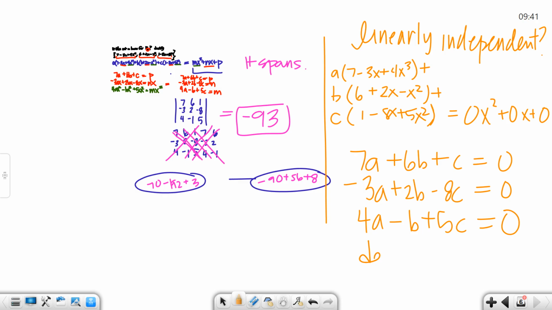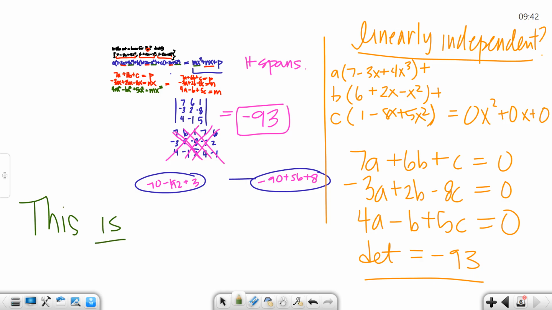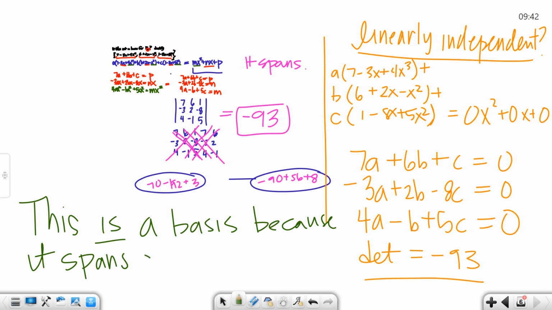You'd find that same determinant. It's the same one, same coefficient matrix, so it's the same determinant. This determinant is negative 93, which means that it is independent. So then you have to tie it all up. This is a basis because it spans and is linearly independent.